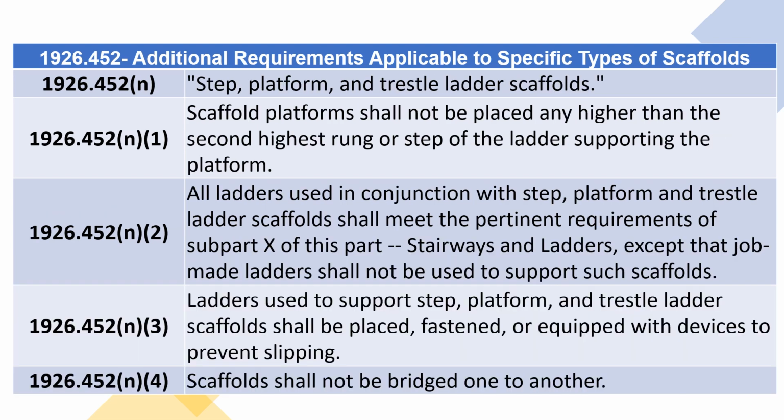1926.452 N. Step, platform, and trestle ladder scaffolds. 1926.452 N1 through N4. Scaffold platforms shall not be placed any higher than the second highest rung or step of the ladder supporting the platform. All ladders used in conjunction with step, platform, and trestle ladder scaffolds shall meet the pertinent requirements of Subpart X of this part, Stairways and Ladders, except that job-made ladders shall not be used to support such scaffolds. Ladders used to support step, platform, and trestle ladder scaffolds shall be placed, fastened, or equipped with devices to prevent slipping. Scaffolds shall not be bridged one to another.